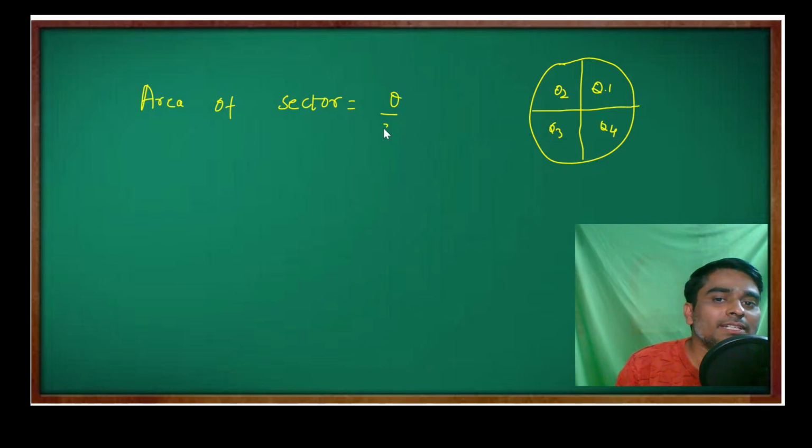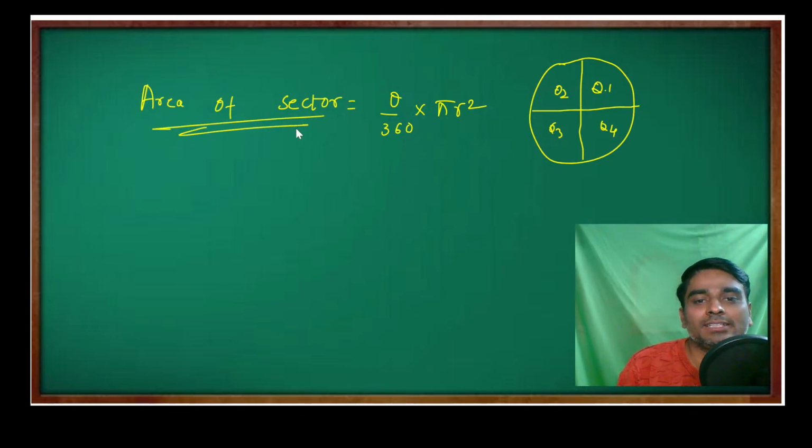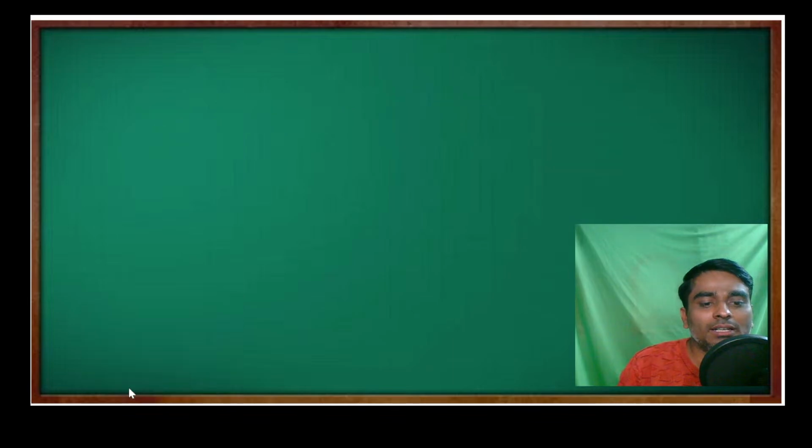Theta by 360 into pi r square. Area of sector. So remember the formulas also.